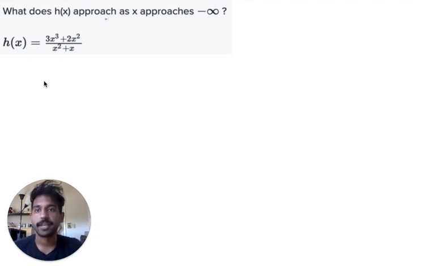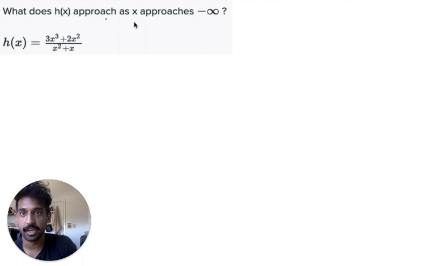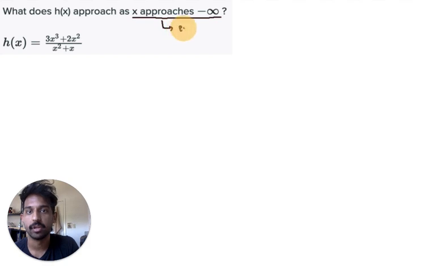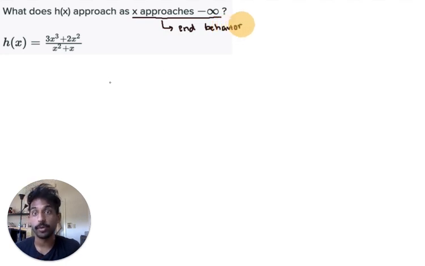This question is asking us, what does h of x approach as x approaches negative infinity? Whenever we're seeing this idea of x approaching negative infinity, we always want to think this is end behavior. End behavior, something that's happening all the way at the end. Now, with polynomial functions, all we did was we just plugged in a negative and we saw what happened.